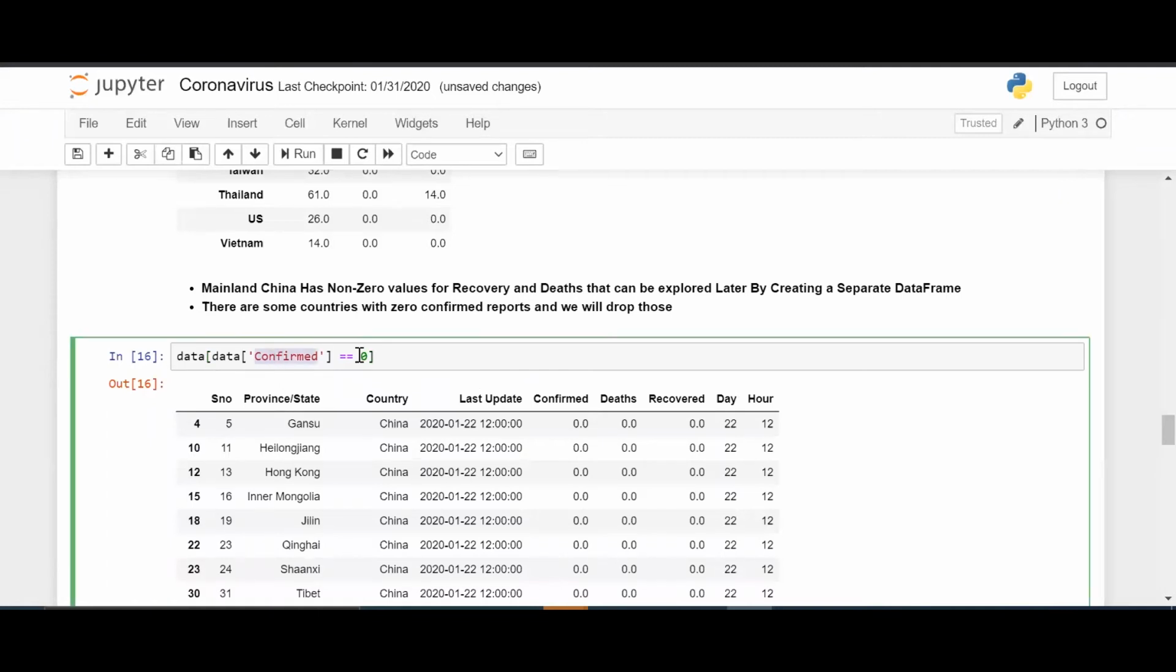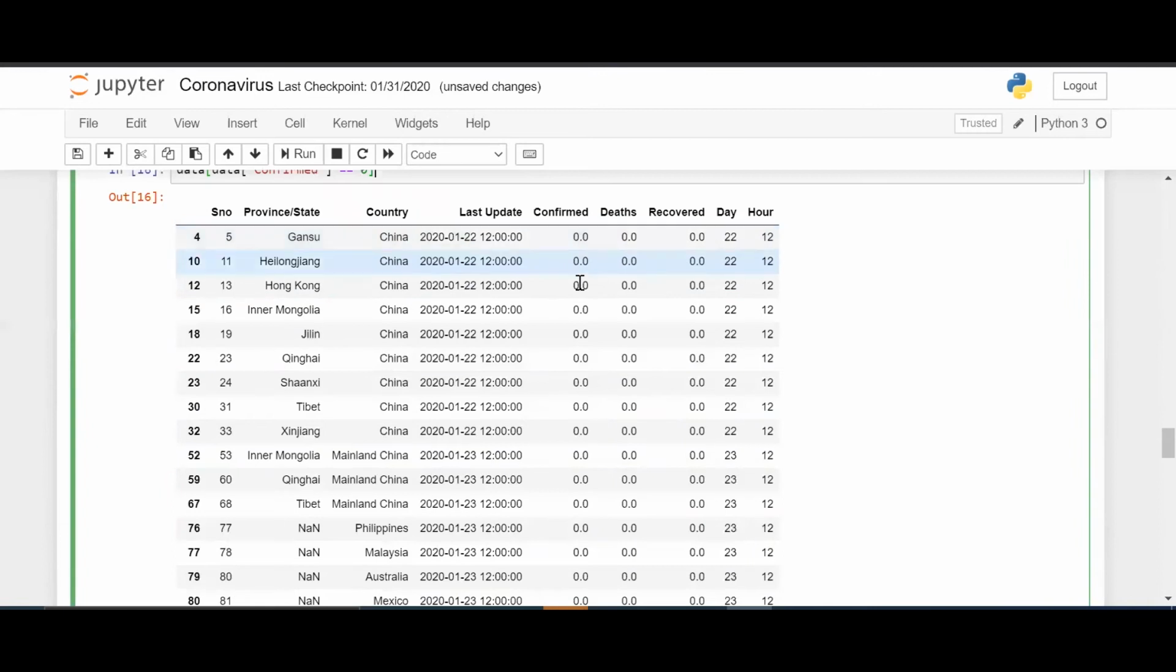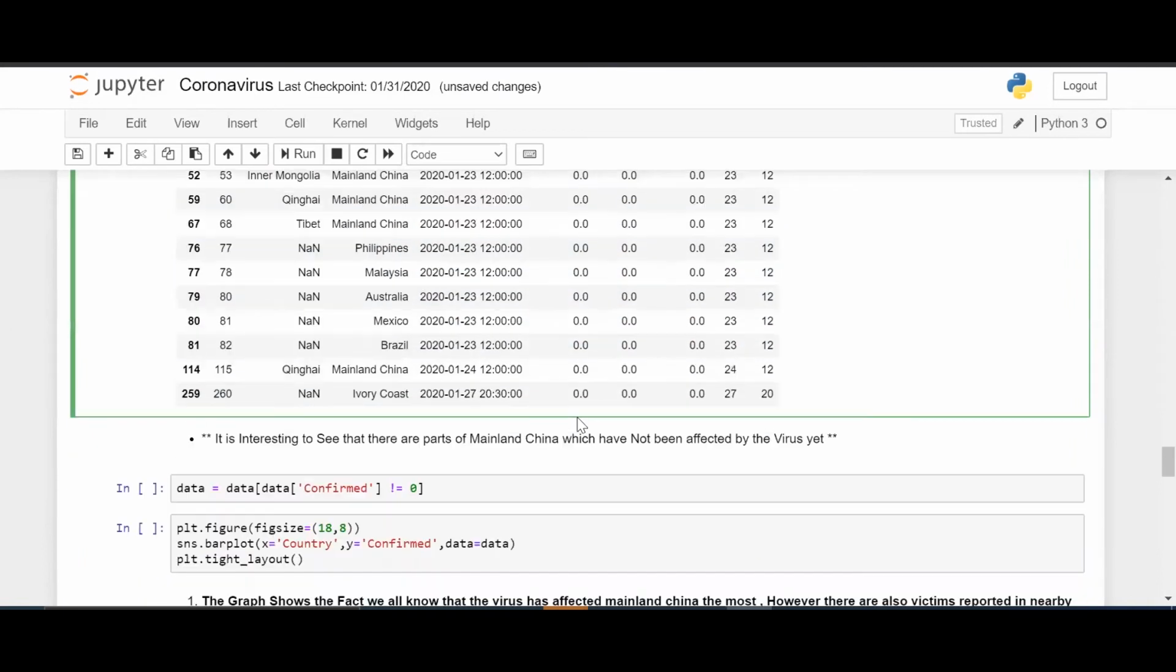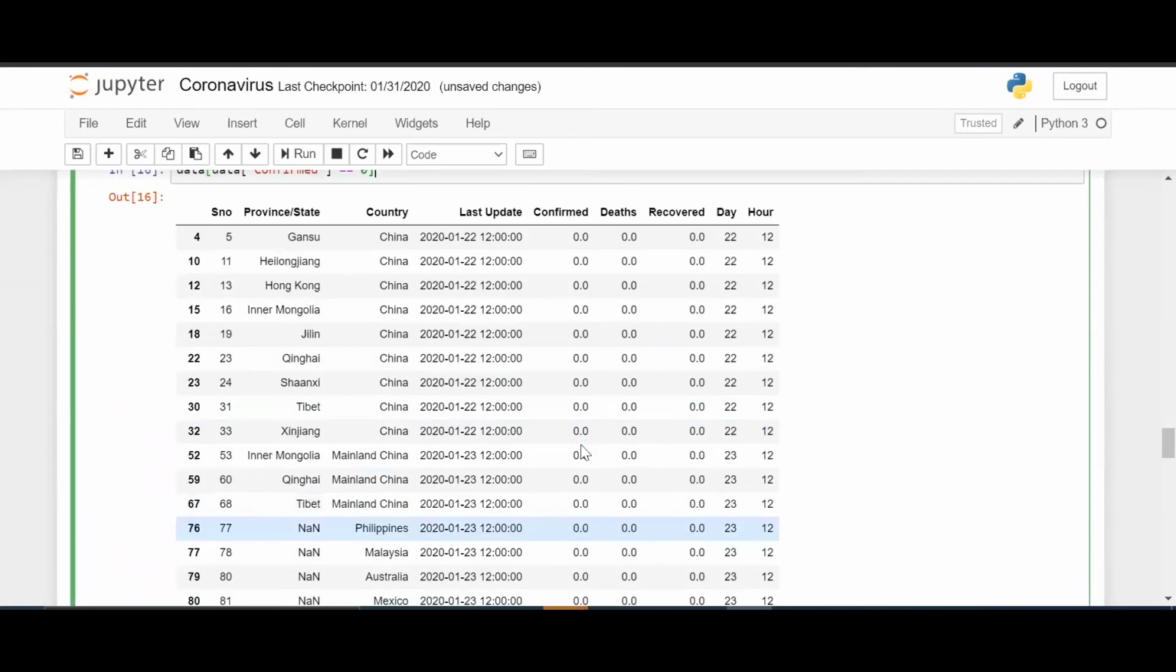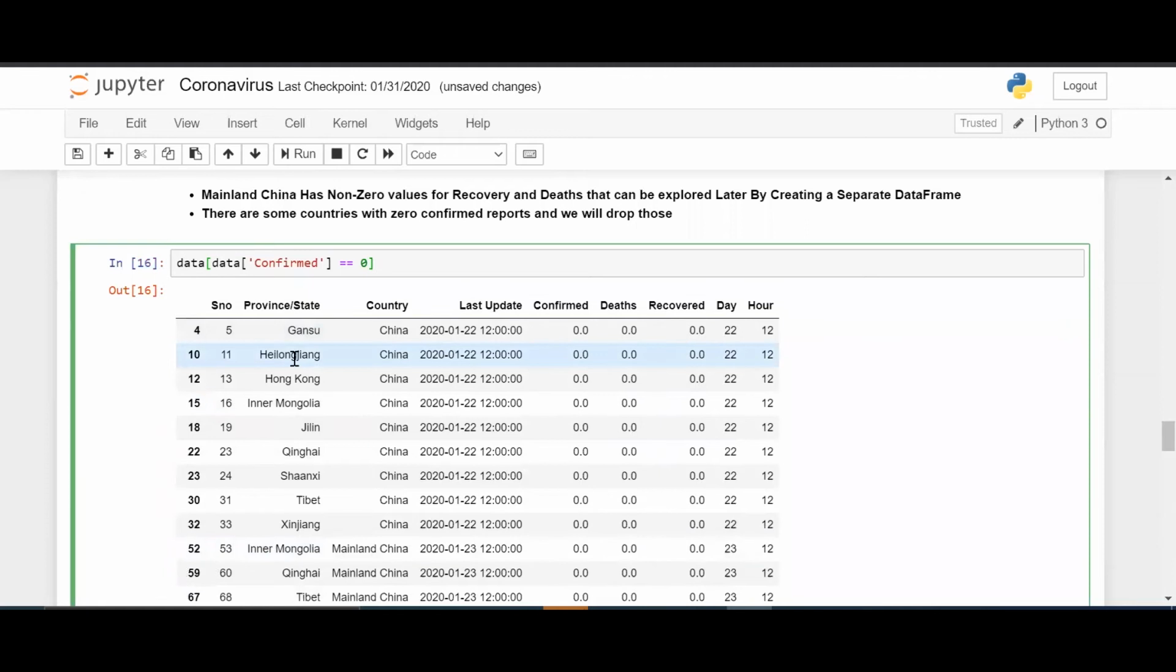So here confirmed cases is equal to 0. What we are doing here is we are applying a filter upon our pandas data frame, which points out the number of confirmed cases at 0. And correspondingly, you have the output data frame indicating 0 confirmed cases. So let us have a look into what are these unique cases that have 0 coronavirus cases. So you have Gansu, Heilongjiang, Hong Kong, Inner Mongolia, Jinan, Qinghai, Shaanxi, Tibet, and so on, in China, having 0 confirmed cases.